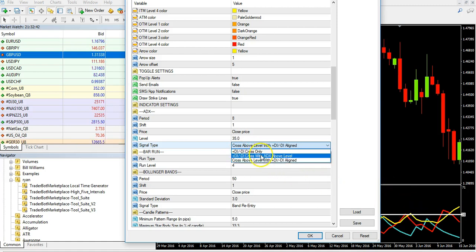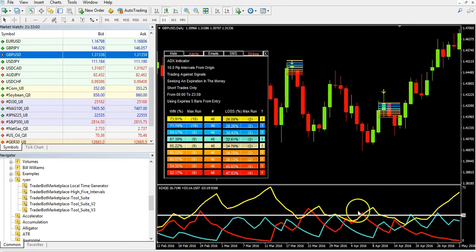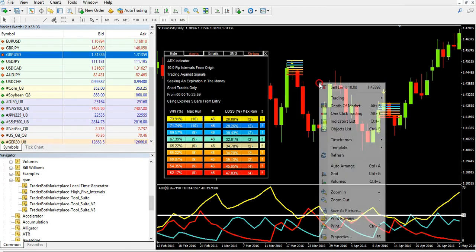and it does not take the yellow ADX line into play. You won't see the yellow ADX line. That's just the color that I made it. It's the ADX line. If you use positive and negative DI cross with the ADX above level, that means anytime it fires off a trade, the ADX line has to be above the level.